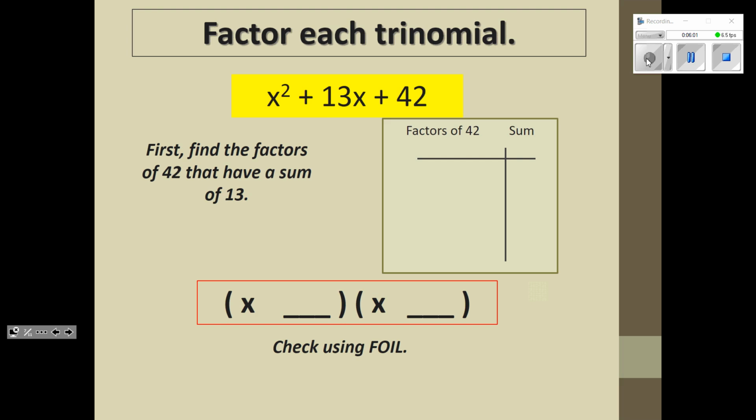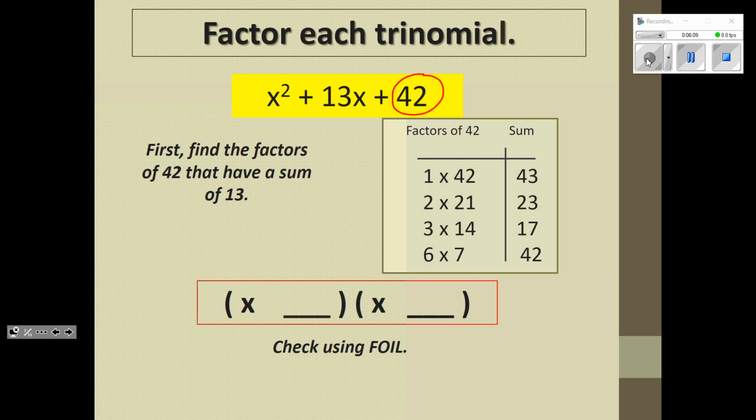x squared plus 13x plus 42. Let's think of the factor pairs that make 42. I listed them out here for you. We have 1 times 42, 2 times 21, 3 times 14, and 6 times 7. But we want the pair that adds together to get 13.